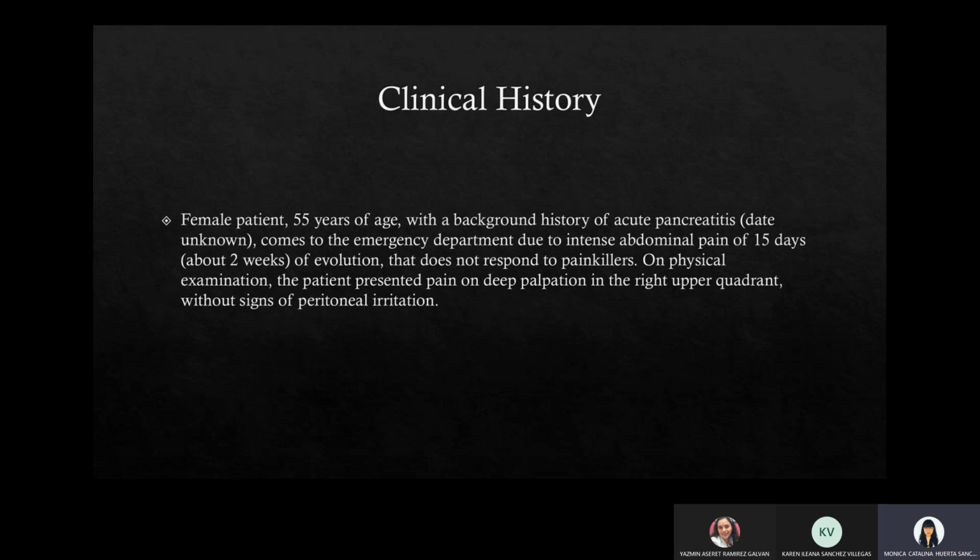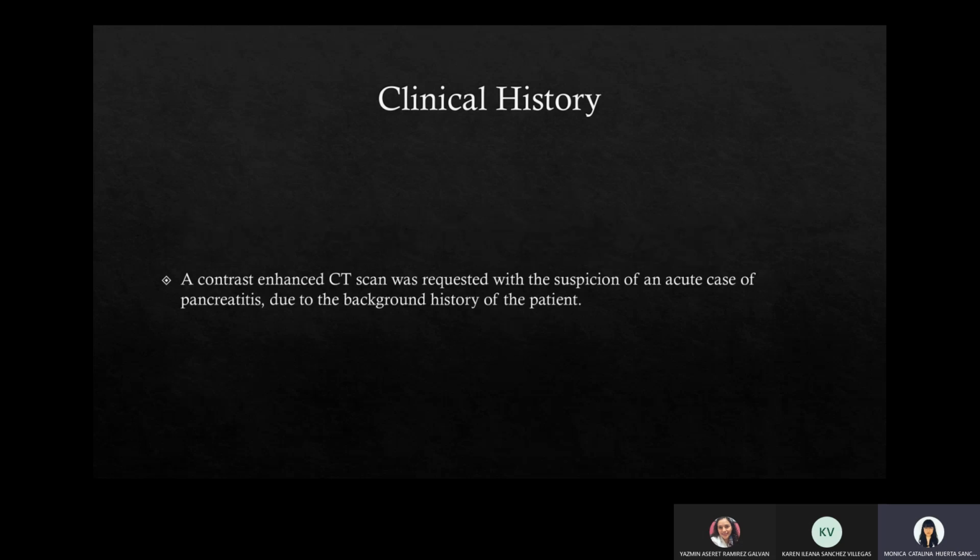On the physical examination, the patient presented pain on deep palpation in the right upper quadrant without any signs of peritoneal irritation. Afterwards, a contrast-enhanced CT scan was requested by the surgery team with a suspicion of an acute case of pancreatitis due to the background history of the patient.